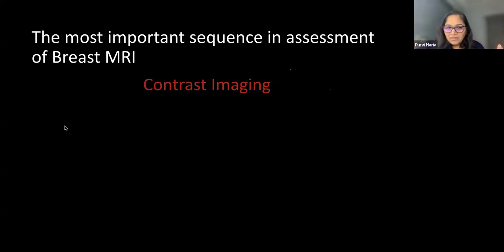For that implant evaluation, there are some different sequences, like silicone-selective and silicone-suppressed sequences, which need to be performed for that purpose. For all the rest of the indications, there has to be contrast. Without contrast, you cannot do breast MR. It means it is an incomplete study. So this is the most important sequence.